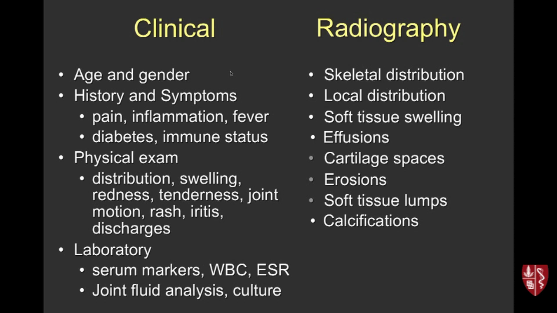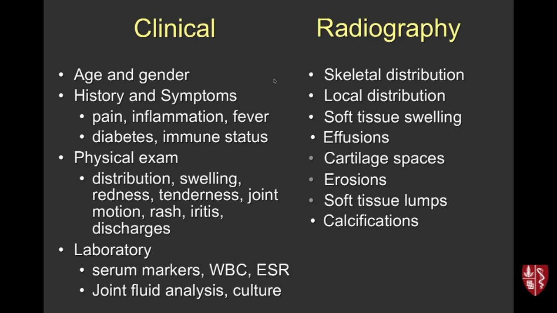the patient demographics, what their history and symptoms are, what their risk factors are, things like, are they diabetic, are they immunocompromised, and do they have things like inflammation, fever, pain, and things like that. The overall distribution of the arthropathy or symptoms is really important too. So a patient coming in with an acute monoarticular arthritis or joint swelling is different than somebody that has a symmetric distribution of gradual onset of swelling and pain and so on.